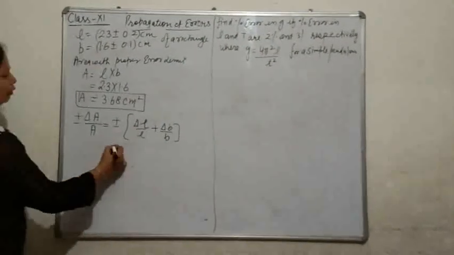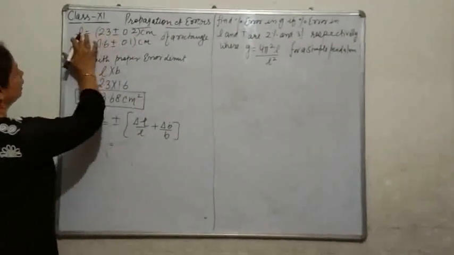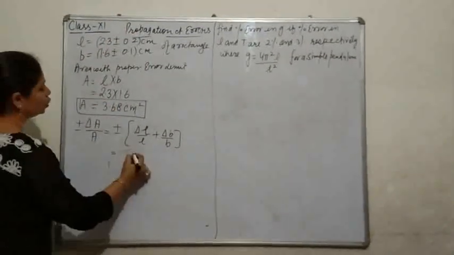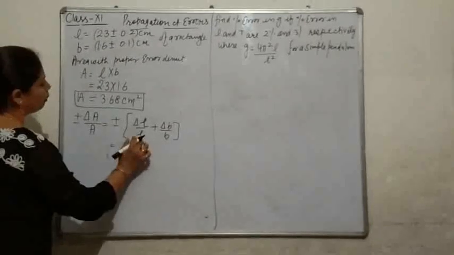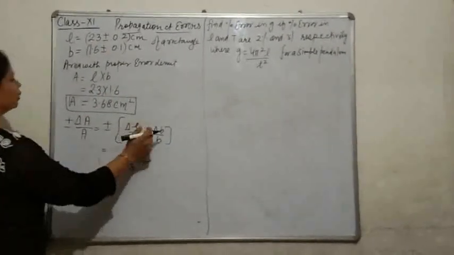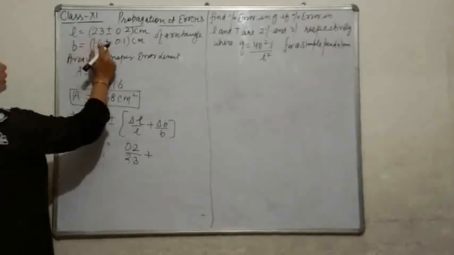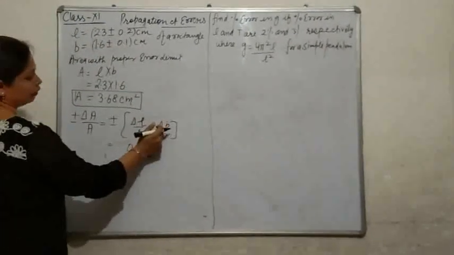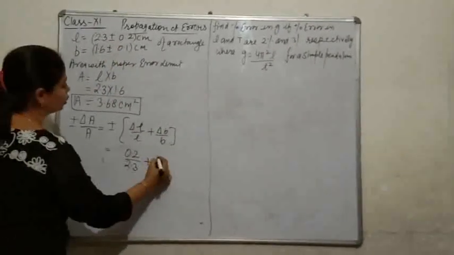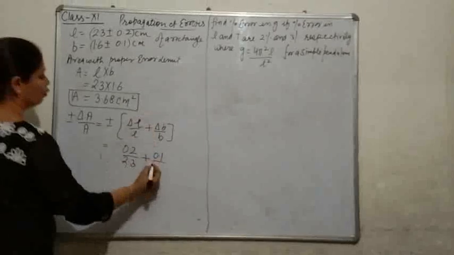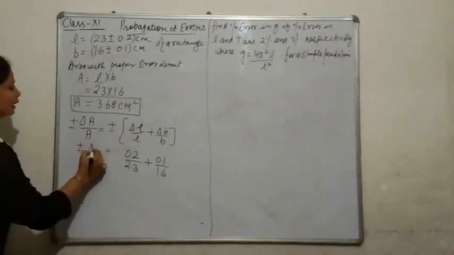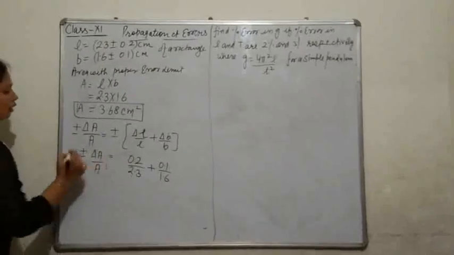After addition, what is delta L here? Length, its value, its error. This one is our delta L, so it will be 0.2 upon my length, that is equal to 2.3, plus what is breadth here? Breadth is 0 with error. We are having here delta B, that is equal to 0.1 upon my 1.6. It is plus minus delta A upon A.